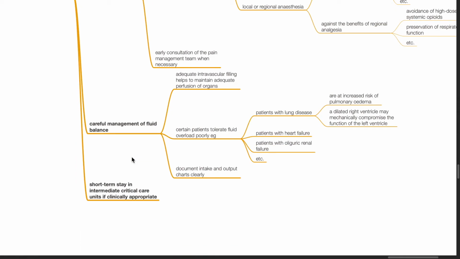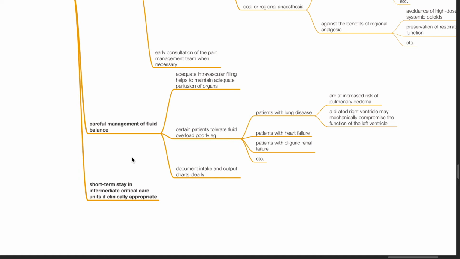Next strategy is careful management of fluid balance. Adequate intravascular filling is important to maintain adequate perfusion of organs. However, certain patients tolerate fluid overload poorly. For example, patients with lung disease are at increased risk of pulmonary edema.